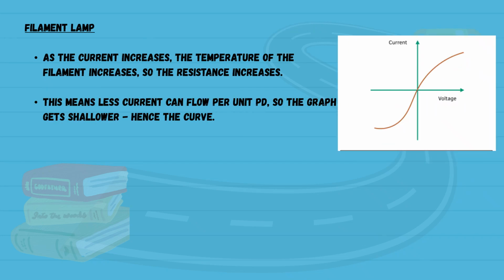Filament lamp. As the current increases, the temperature of the filament increases, so the resistance increases. This means less current can flow per unit potential difference, so the graph gets shallower, hence the curve.